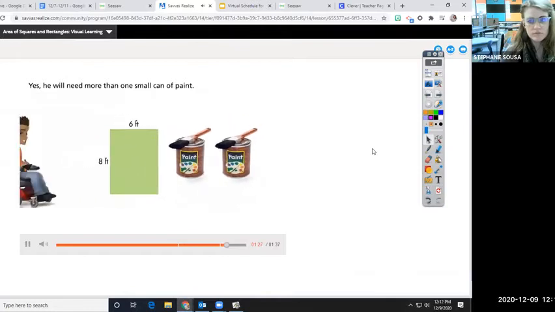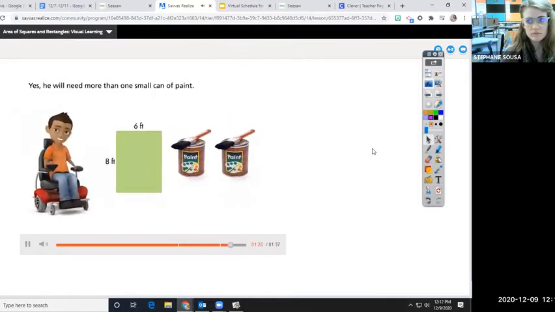Yes, he will need more than 1 small can of paint. Now you know different ways to find the area of a figure.